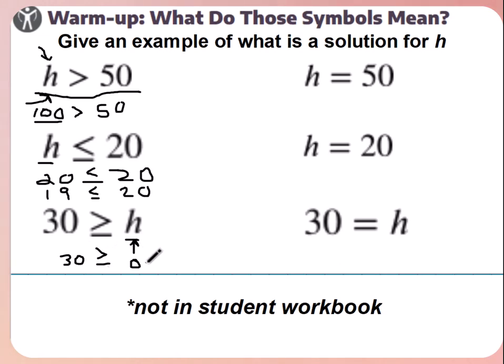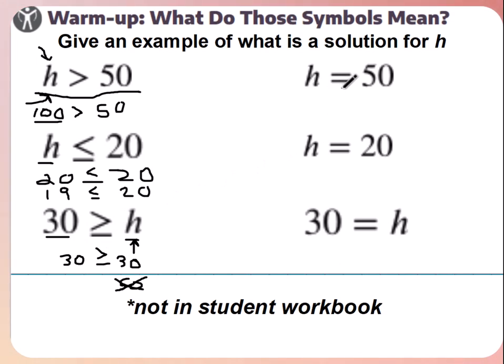Yes, 30 is greater than or equal to 0. Try some other numbers. What about 50? Is 30 greater than or equal to 50? No. And you could try several numbers to get an idea of what this means. Now, is 30 greater than or equal to 30? The answer is yes. You can use that number because we included the equal to sign as well.